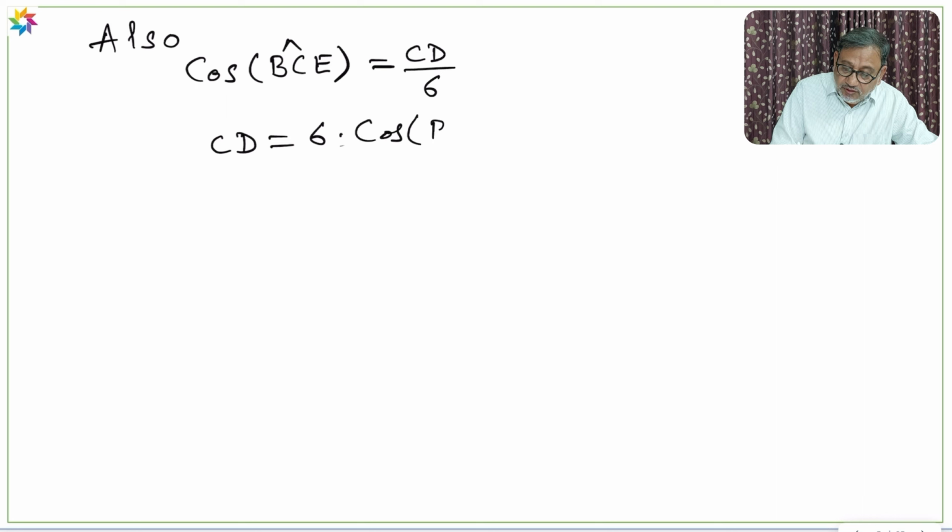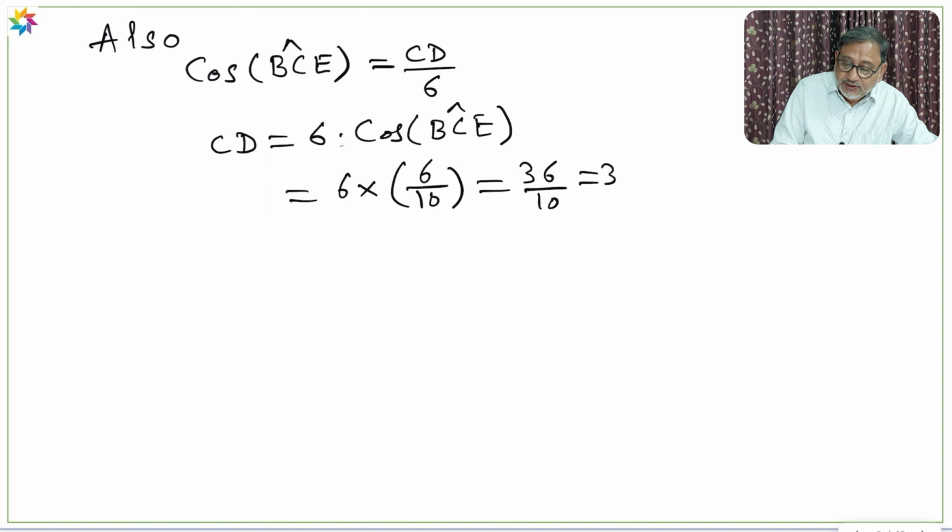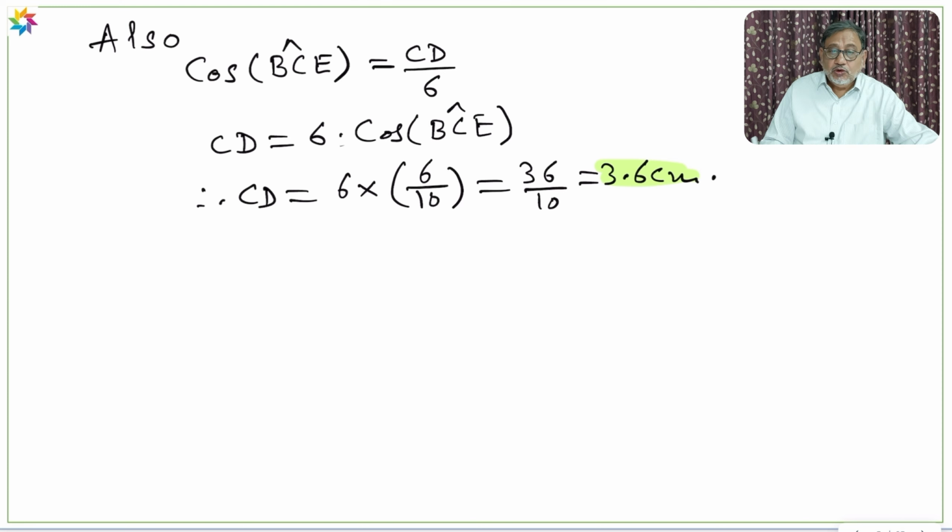Cos of BCE, which will be 6 times 6 by 10. We had already written this one. So 36 over 10, which will be 3.6 centimeters. So at least we got the length of this side CD. Okay, so the base we got.